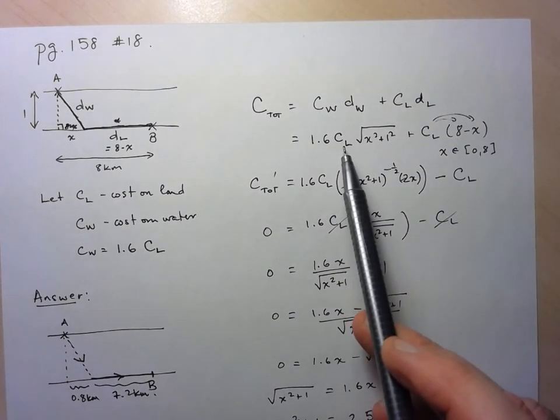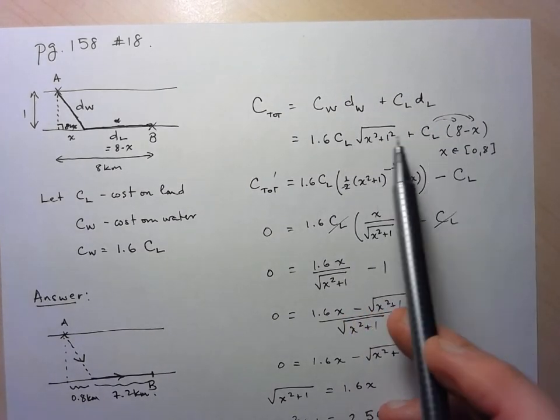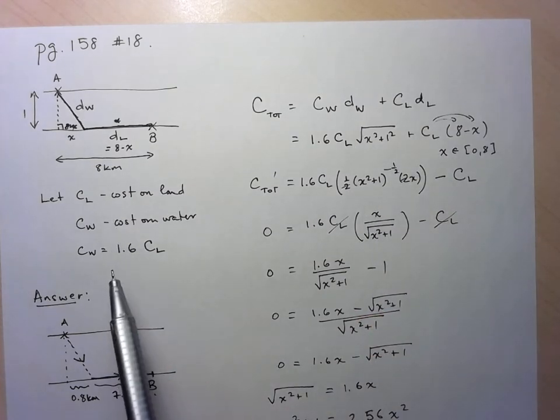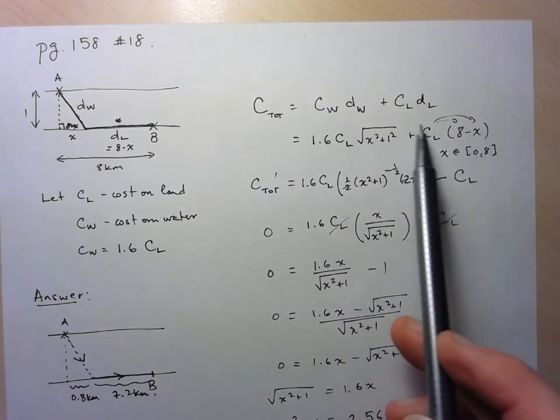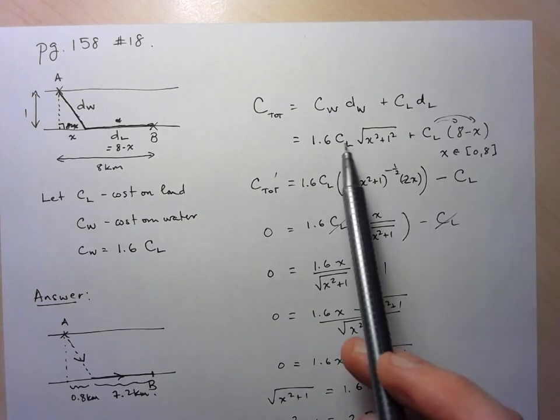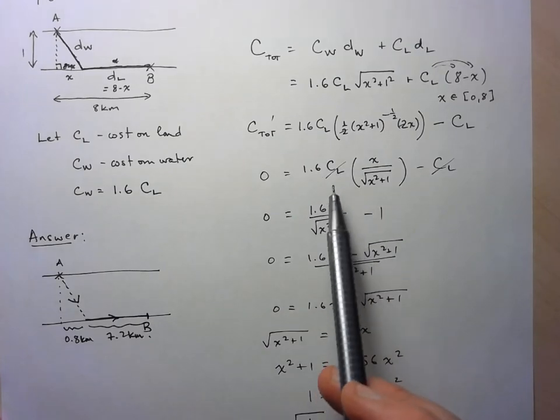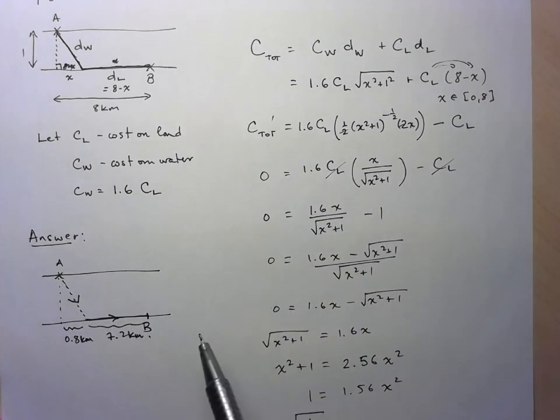Not to worry about the fact that we didn't actually know the cost per kilometer on land, because we knew the relationship between the two. So we were able to write an equation with that cost unknown, and then we realized that it didn't make a difference. Once we took the derivative, we were able to just divide it out from both terms.